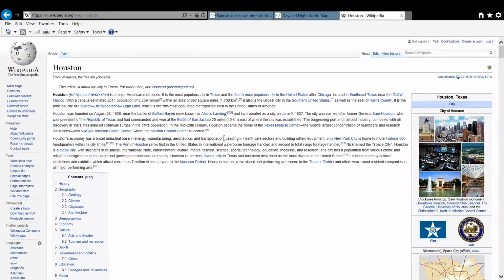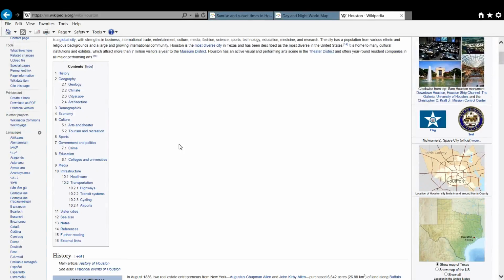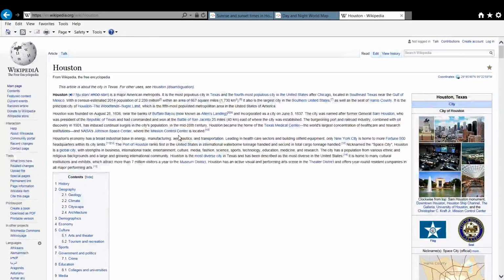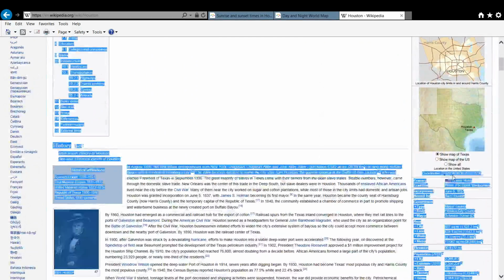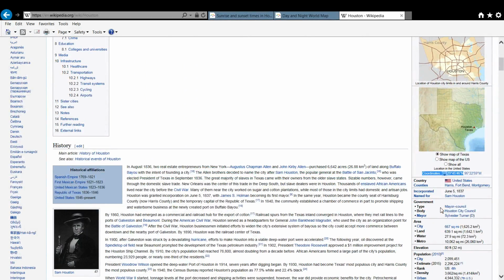Okay, so I've already looked up Houston, Texas. That's what I'm going to do this model for myself, and you can follow along with me. And so I've searched up Houston because that's where I'm closest to. I've searched up Houston in Wikipedia, and here are the coordinates of Houston. 29 degrees 45 minutes north latitude.